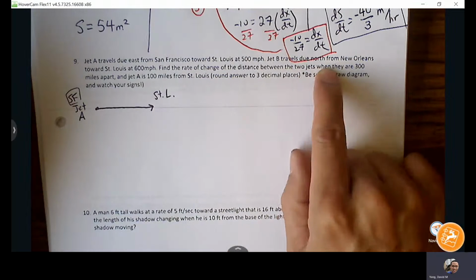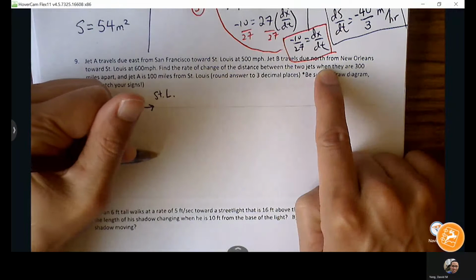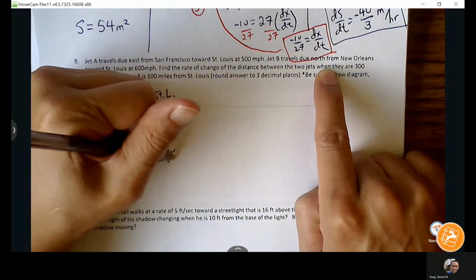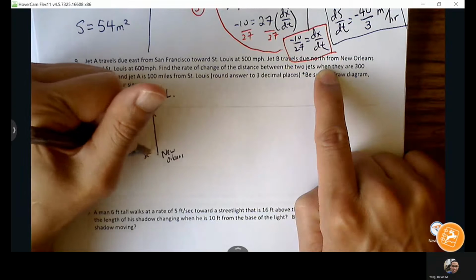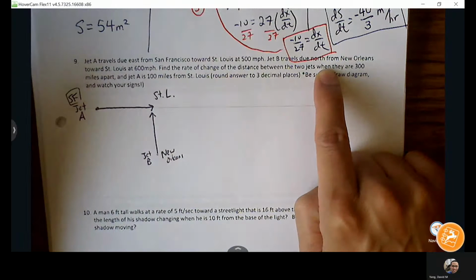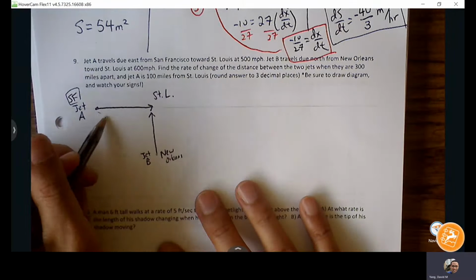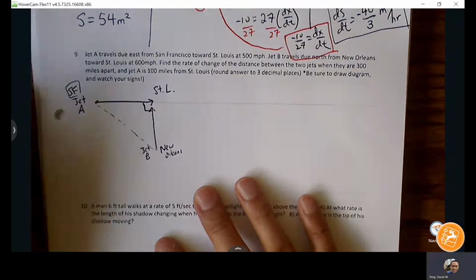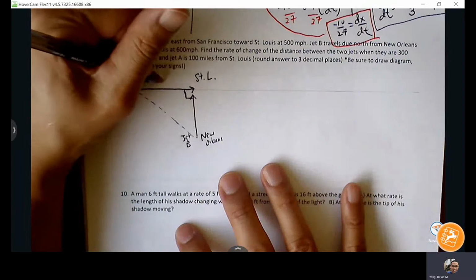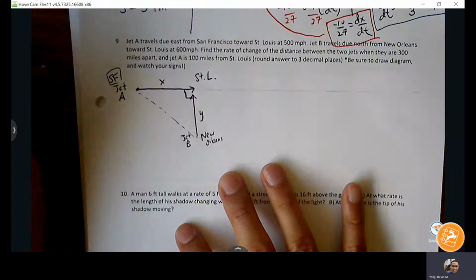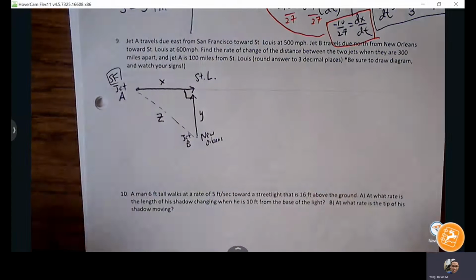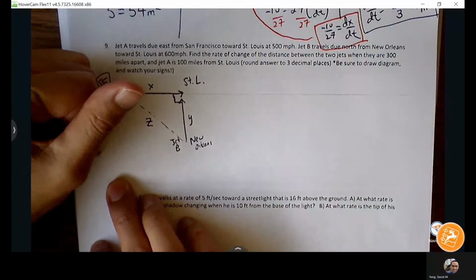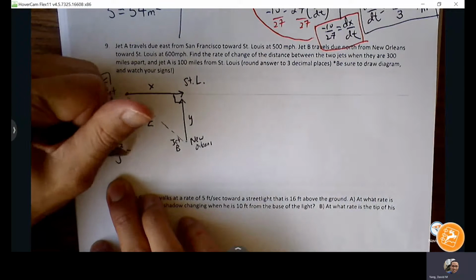Jet B travels north from New Orleans towards St. Louis. We see a right triangle forming here. I'll go ahead and assign variables that I want to use: x for the horizontal, y for the vertical, and z for the hypotenuse. Okay, we know it's a Pythagorean theorem problem. We can go ahead and go through our derivative process, identify each of our variables.